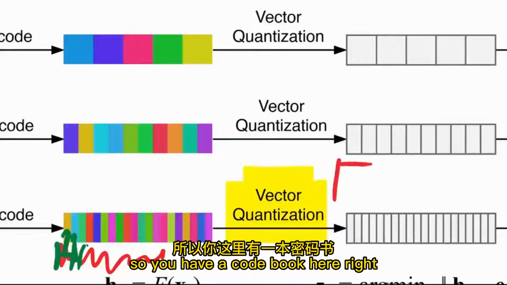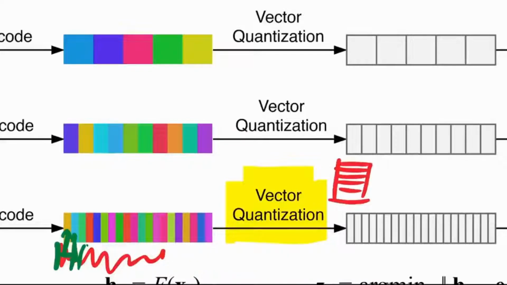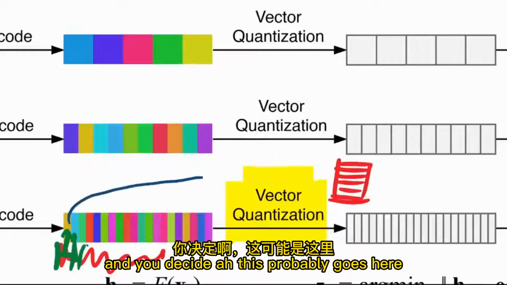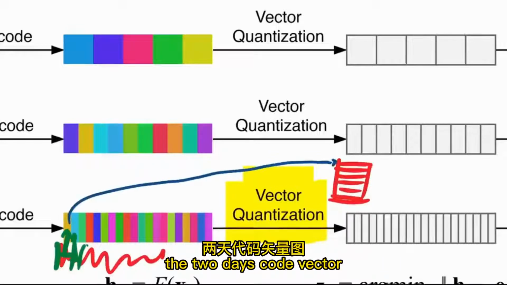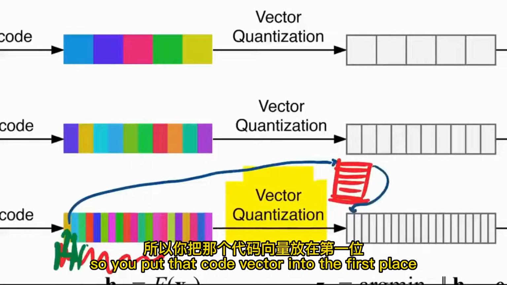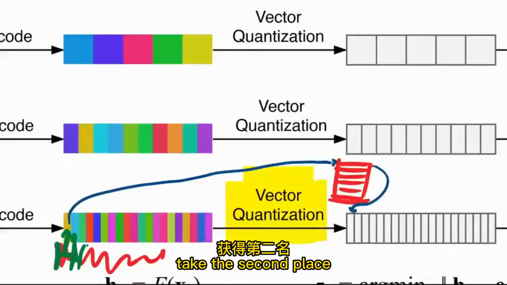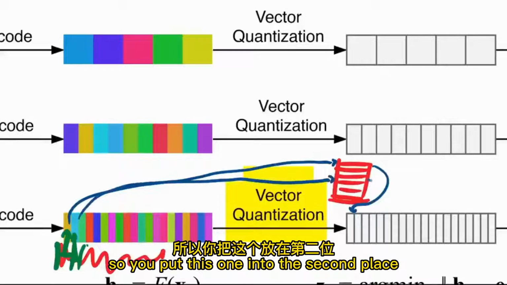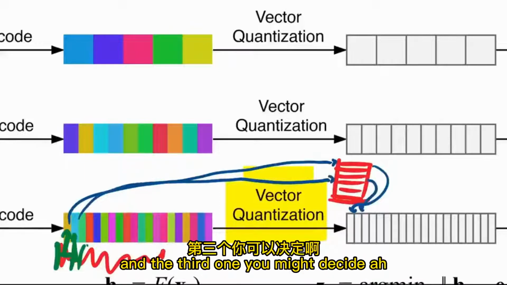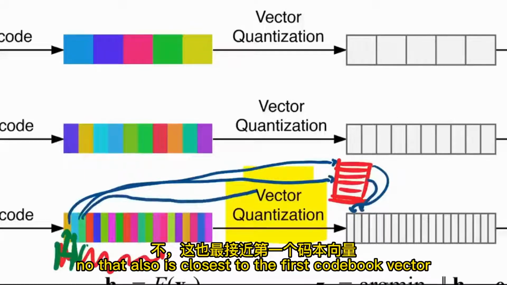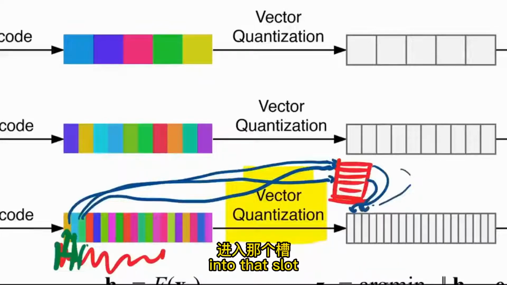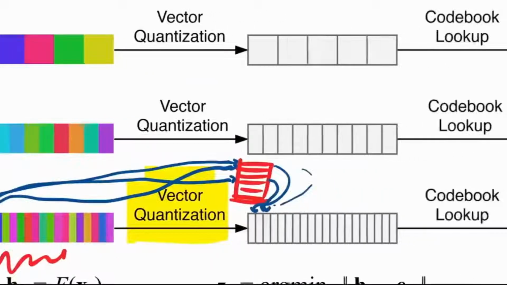So you have a codebook here, right? You have your codebook, and you look up the first one, and you decide, this probably goes here to this code vector. So you put that code vector into the first place. And you take the second place, and you might decide, no, that's this one. So you put this one into the second place. And the third one, you might decide, no, that also is closest to the first codebook vector. So you again put the first codebook vector into that slot.